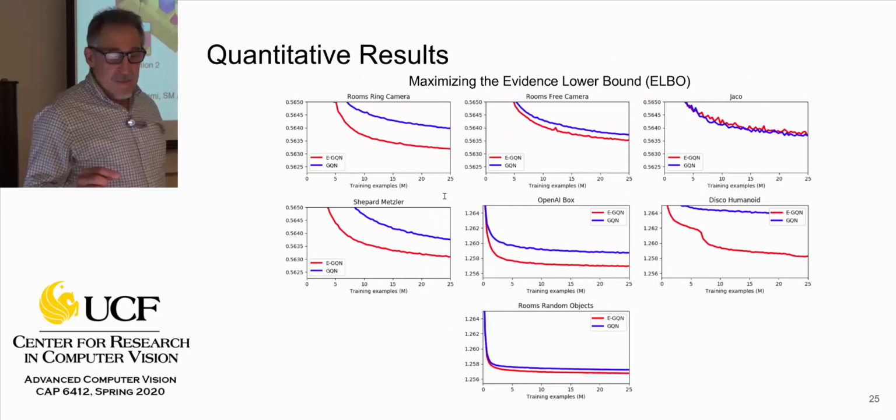So maximizing the evidence lower bound. So the bottom of the charts is a minimized theoretical error. And we can see that there's usually an improvement except for JACO. And there's a possibility, I'm not sure if anyone has any insights into why JACO didn't do as well.